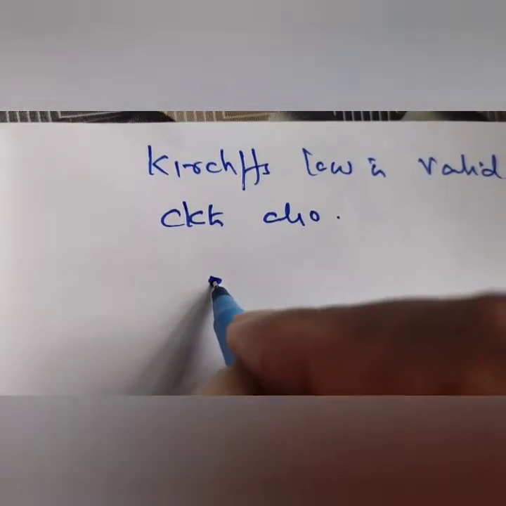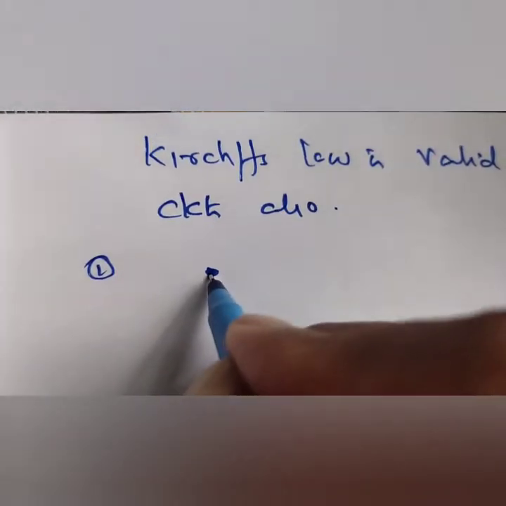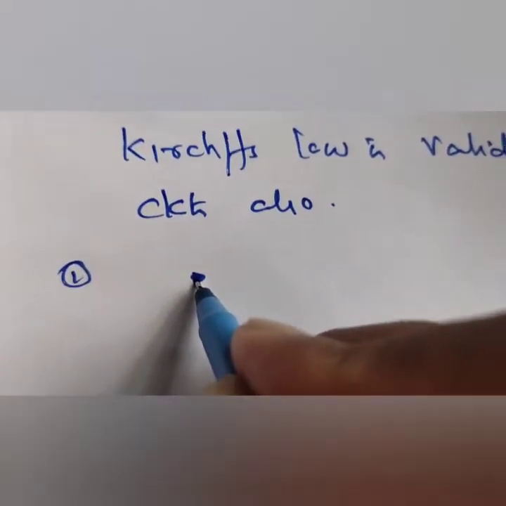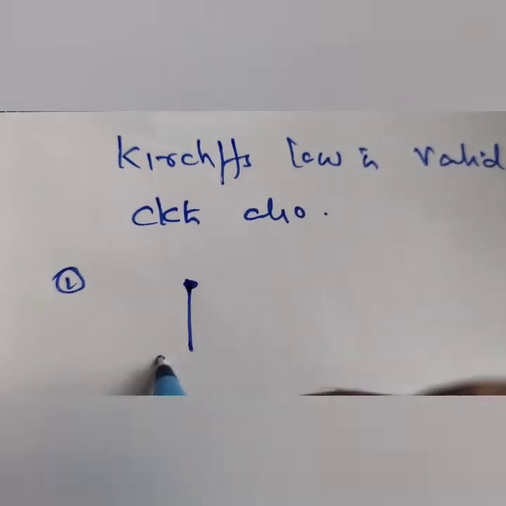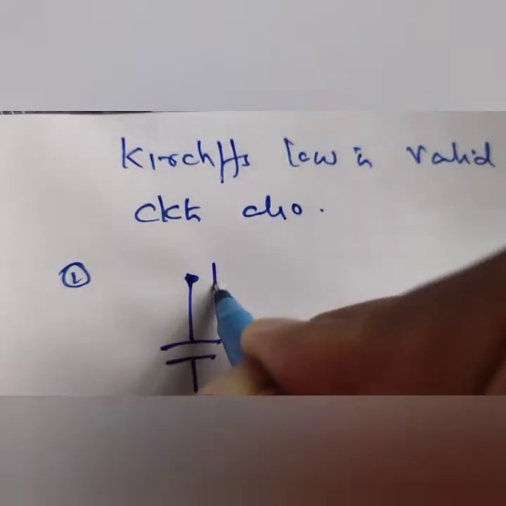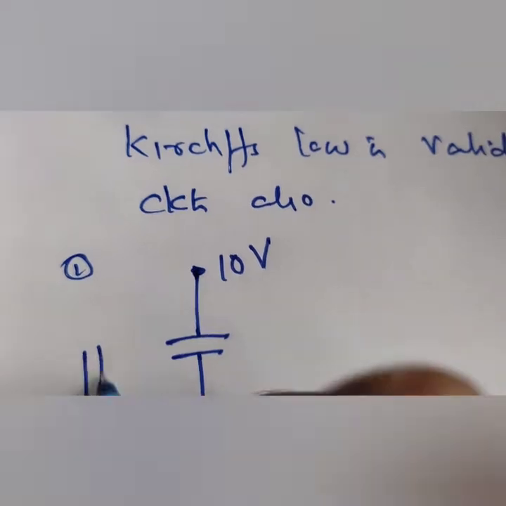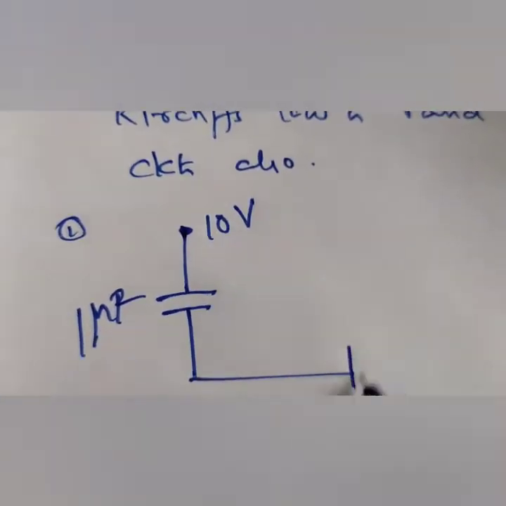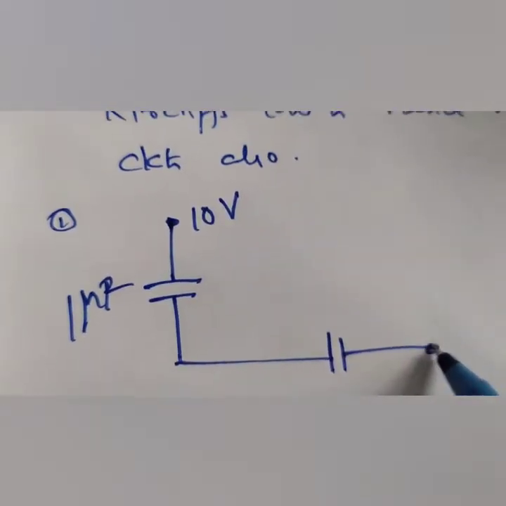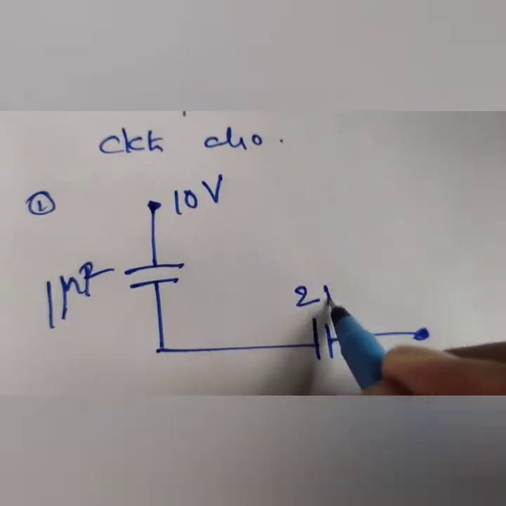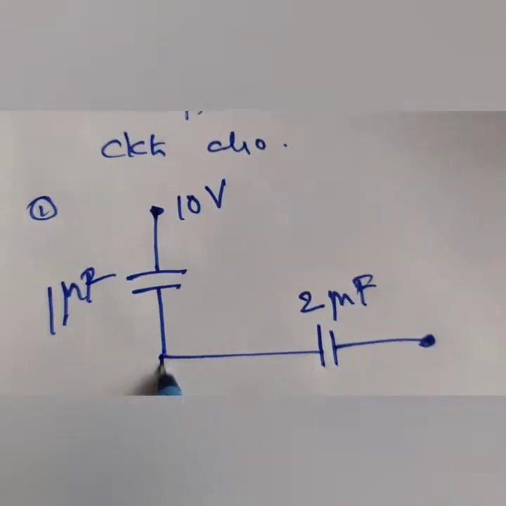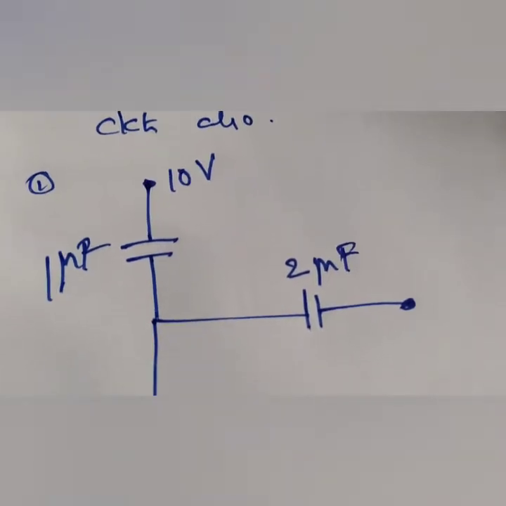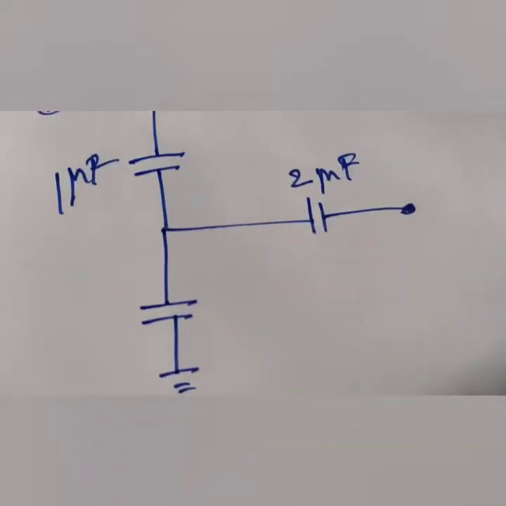If you have a 10 volt source connected to a 1 microfarad capacitor, and there is a 2 microfarad capacitor, and this is a capacitor connected to ground.